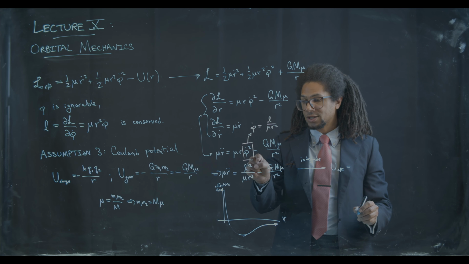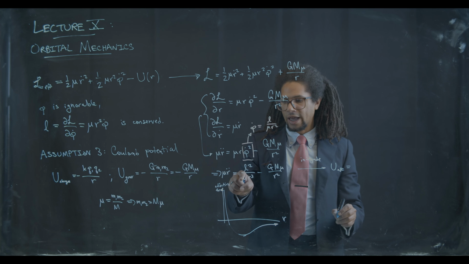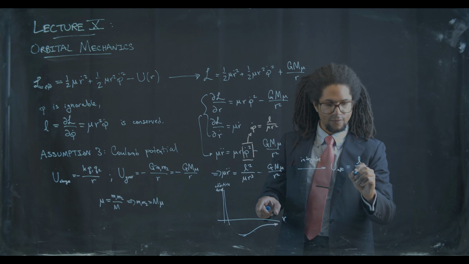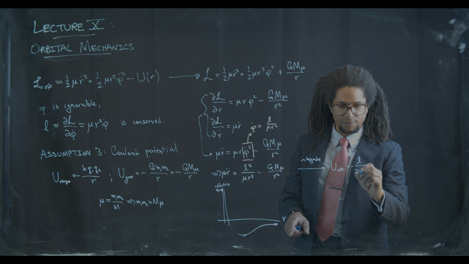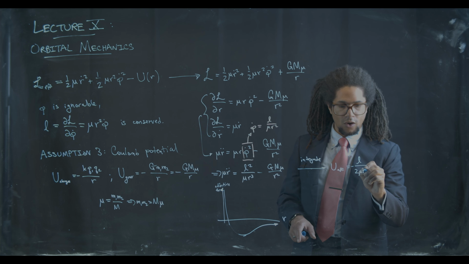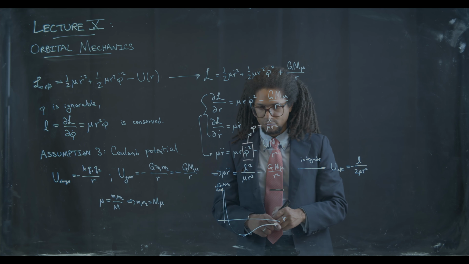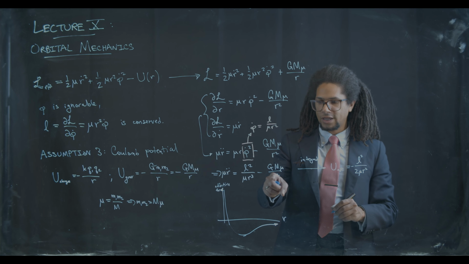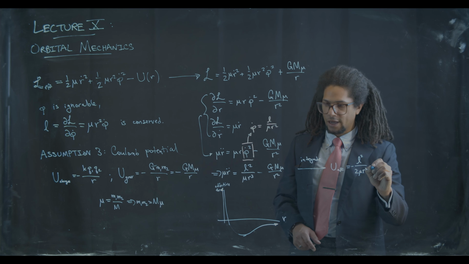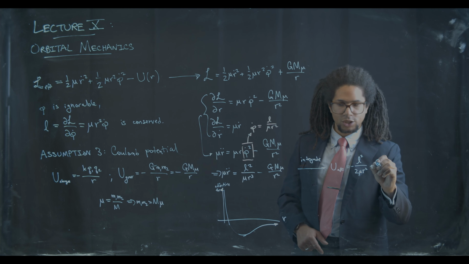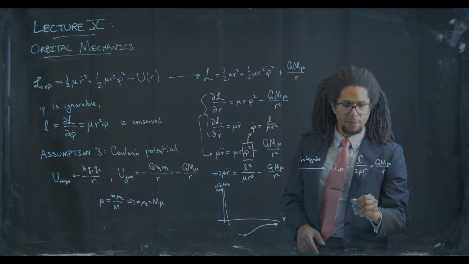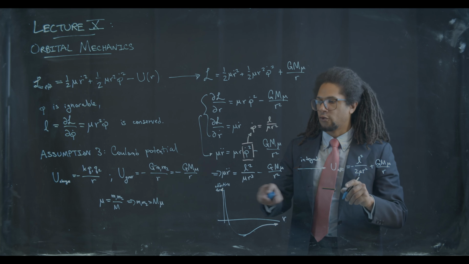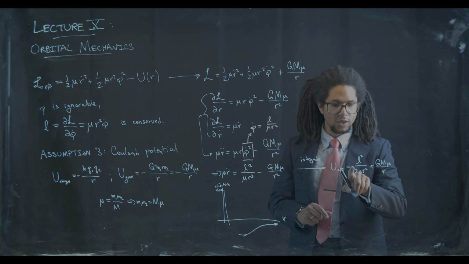So I have an r to the minus 3 here. That means I'm going to need a 1/2 and a minus sign here, mu r squared. Good, and that should be L squared, sorry. And then over here, I would need a plus GM mu over r, but I need to flip the signs because the force is the negative gradient of potential.